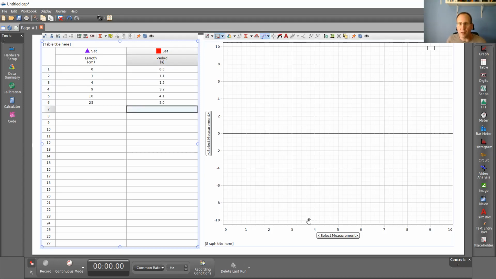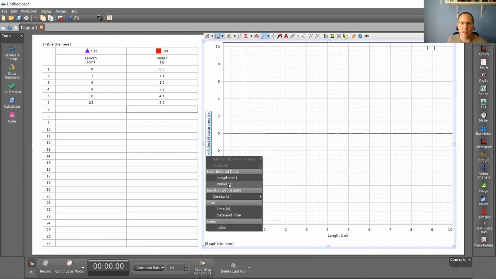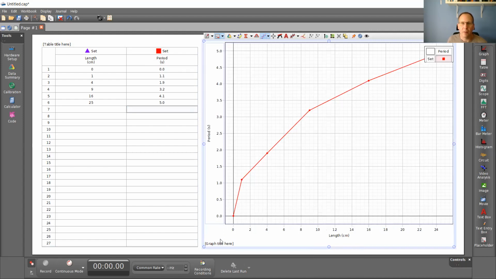Okay, so the usual, right? I want length on the x-axis, so I just select this and I choose length. On the y, select this, choose period. For the title here, remember it's always y versus x, right? So I can call this period versus length. That'll be a great title.